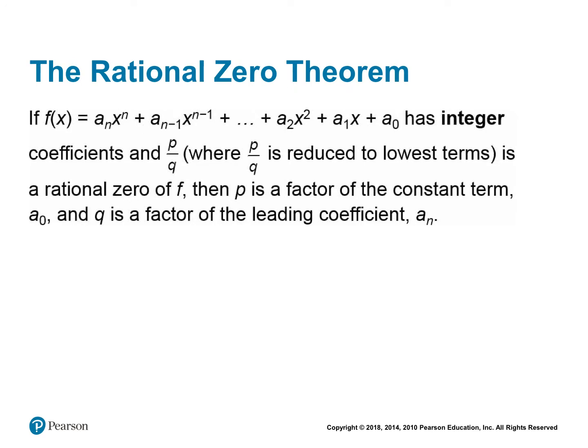So this is the rational zero theorem, and there's a lot of letters involved. The main thing is it has integer coefficients, and P over Q is a rational zero of f, and then P is a factor of the constant term, and this will make more sense as we do some examples.